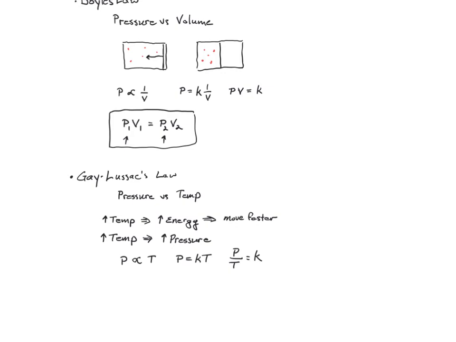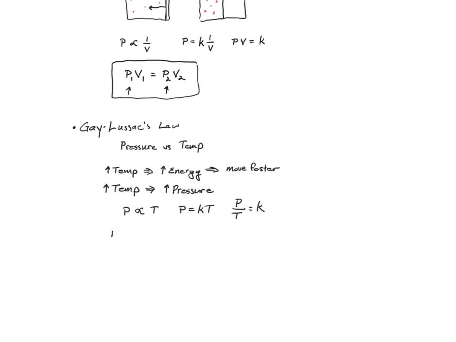Okay, and just like we saw with Boyle's Law, we can rewrite this as pressure over temperature under some initial set of conditions is going to be equal to the pressure times the temperature divided by the temperature under a new set of conditions. Again, what we can do with this is say, hey, here's the pressure at this particular temperature. What's going to happen to the pressure when we change the temperature to, say, this other number?